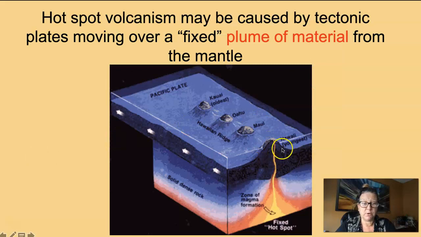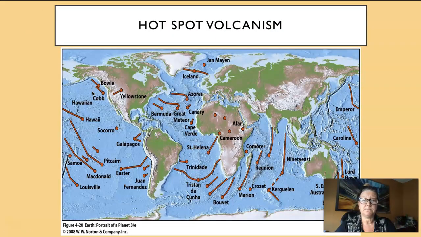Here's a cartoon showing that. Here's Hawaii, Maui, Oahu, Kauai. So the Pacific plate is moving in the direction that these arrows are showing, this way. The hotspot stays fixed. Here are many of the hotspots that are around the Earth today. Some of these you're going to plot on your plate tectonic map, and you can see in some cases the traces left behind from plate motion.